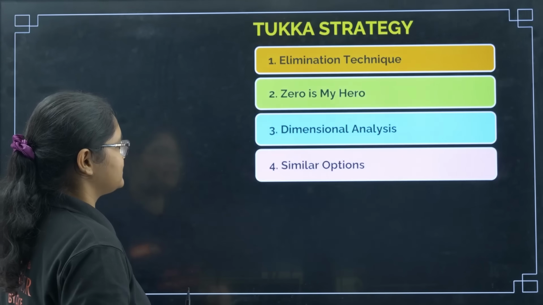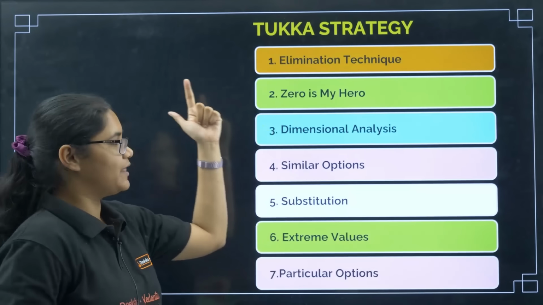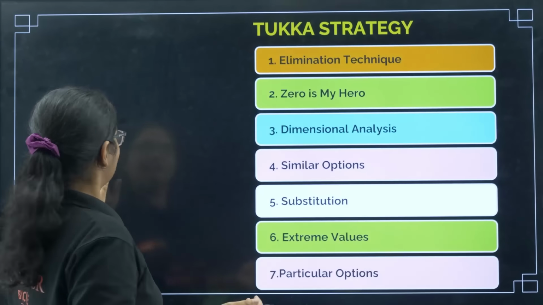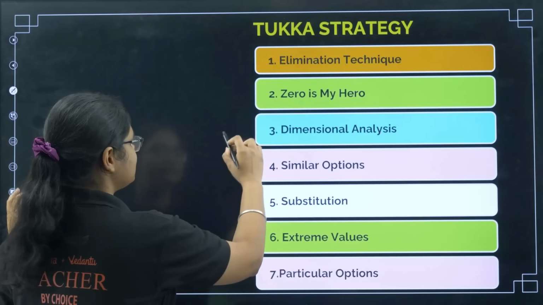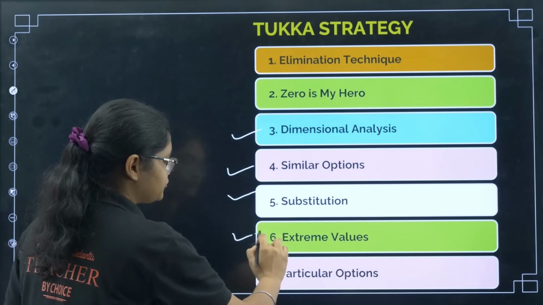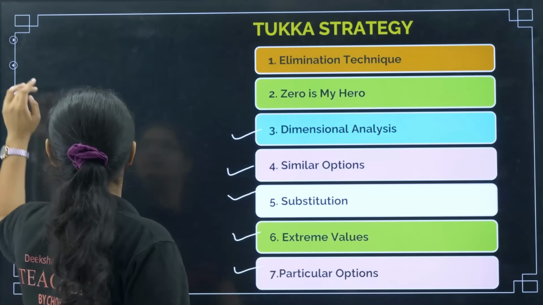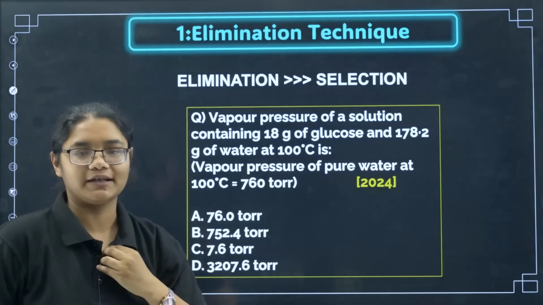So what all strategies do we have here? First of all, we have elimination technique, then zero is my hero. Third one we have here is dimensional analysis, then similar options, substitution, extreme values, and particular options, okay? Let's start with the first technique, that is elimination technique.